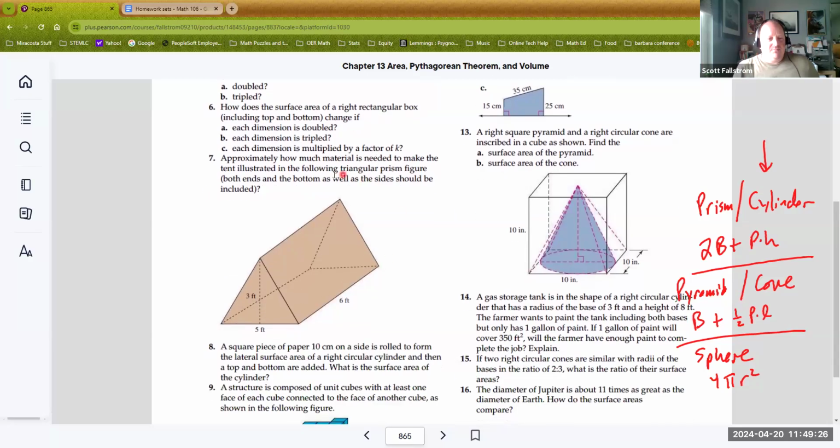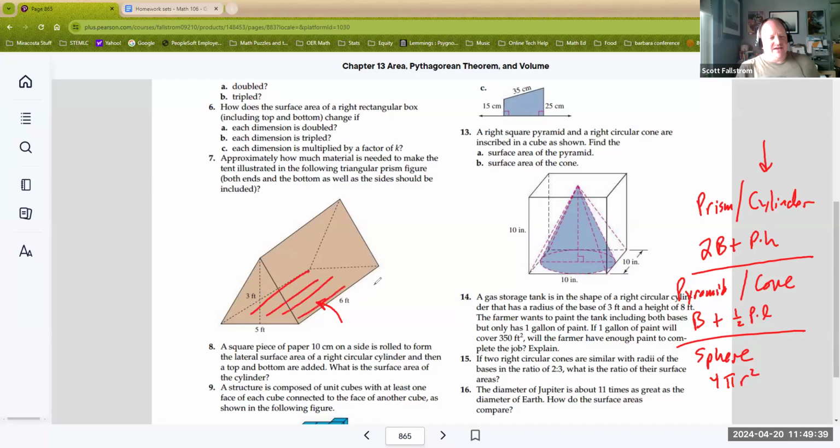Okay. Approximately how much material is needed to make the tent here? Now there was an issue that some students do have. They look at this and they oftentimes think the base is this rectangular component. But we can look at this shape and say, wait a minute, that is a prism because there's the same shape on 2 sides, the exact same shape. And those would be your bases. Your base would be the triangle. So what you need to find for this one is, if you want to find surface area, you need to find 2 times the base plus perimeter times height.